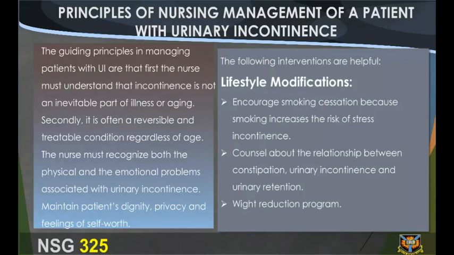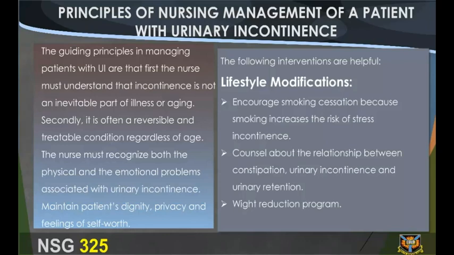The guiding principles in managing patients are, first, the nurse must understand that incontinence is not an inevitable part of illness or aging. Secondly, it is often a reversible and treatable condition regardless of age. The nurse must recognize both the physical and the emotional problems associated with urinary incontinence, and maintain patients' dignity, privacy, and feelings of self-worth. The following interventions are helpful.